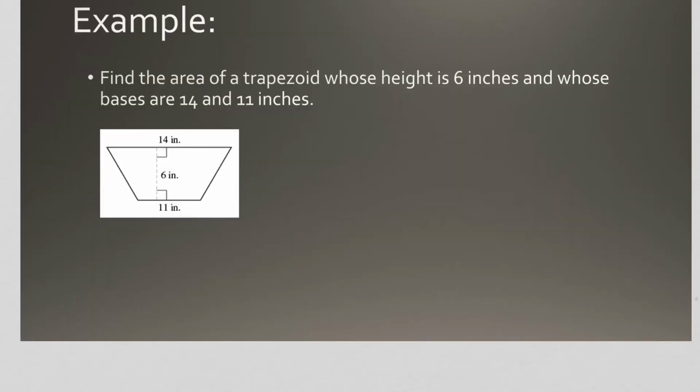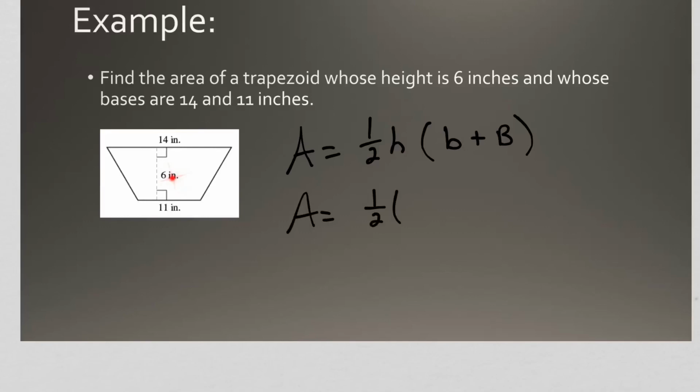Okay, so now we have a trapezoid whose height is 6 inches, whose bases are 14 and 11 inches, and we are told to find the area of this. So our area is equal to 1/2 times your height times your small base plus your large base. All right, so area is equal to 1/2. Our h in this case is 6. And our bases are 14 and 11. Does it matter which order I write the 14 and 11 in? No, because the commutative property allows us to add in any order. All right, so keep on working with this.